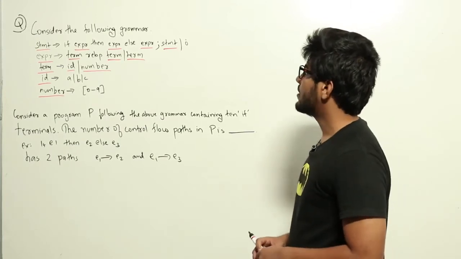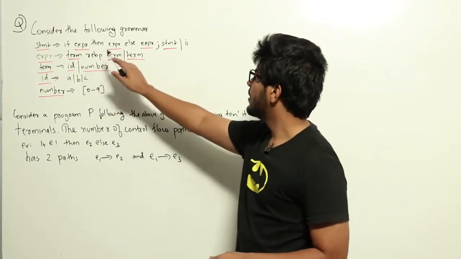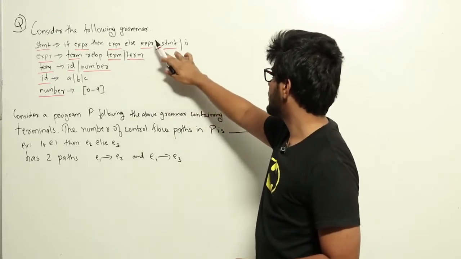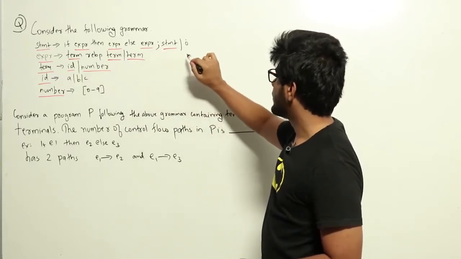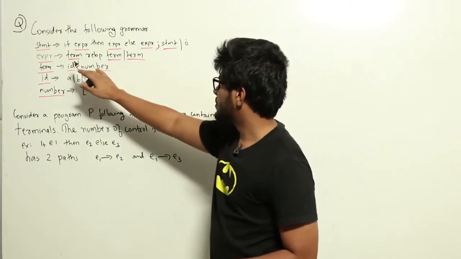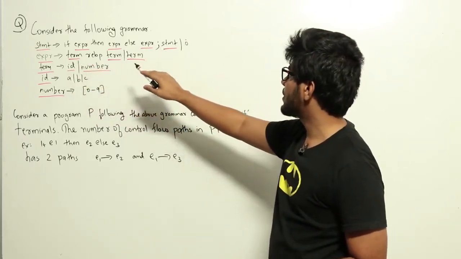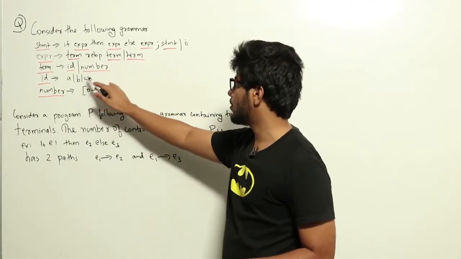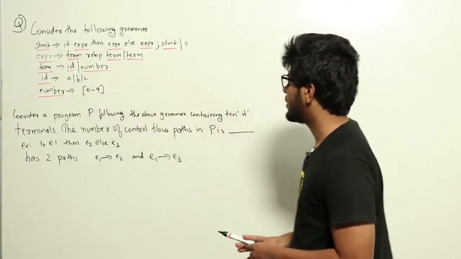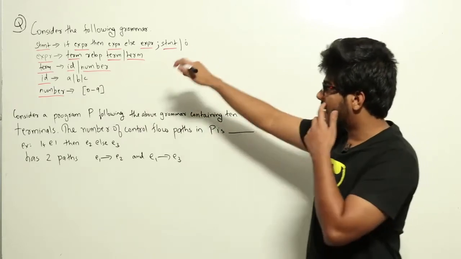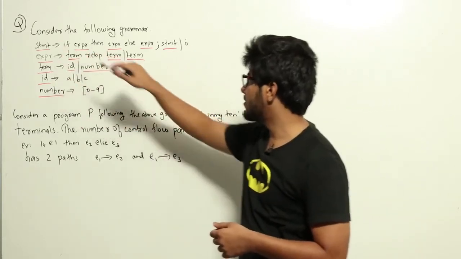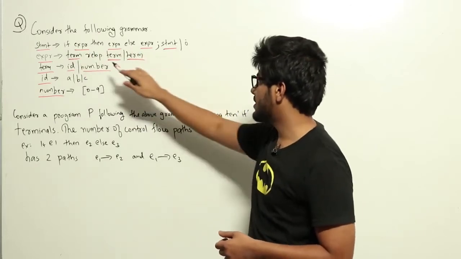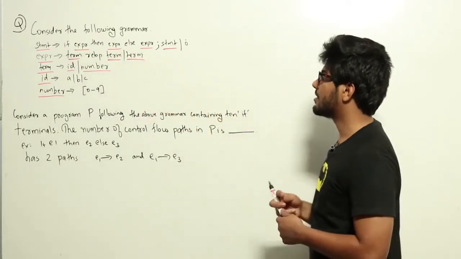Consider the following grammar: statement gives if expression then expression else expression, semicolon, statement, or O. Expression gives term, relational operator, term, or term. Term gives ID or number. ID gives A or B or C. Number gives 0 to 9. So in this grammar, the ones I have underlined in red are the variables, and the ones I haven't are the terminals.